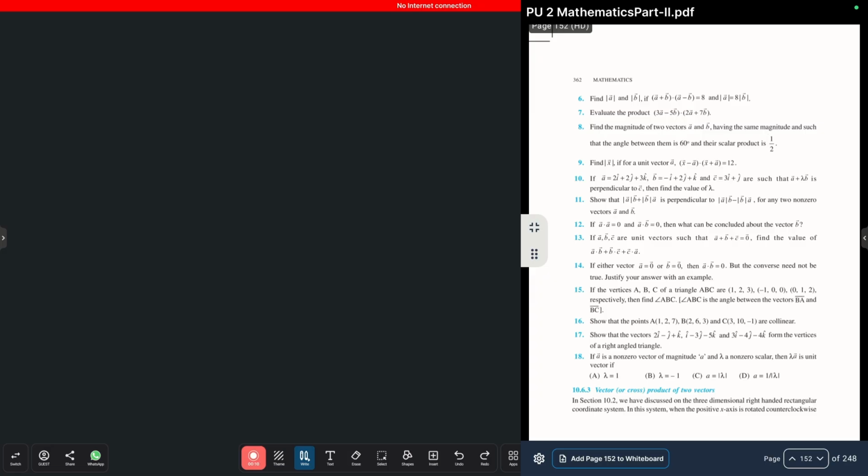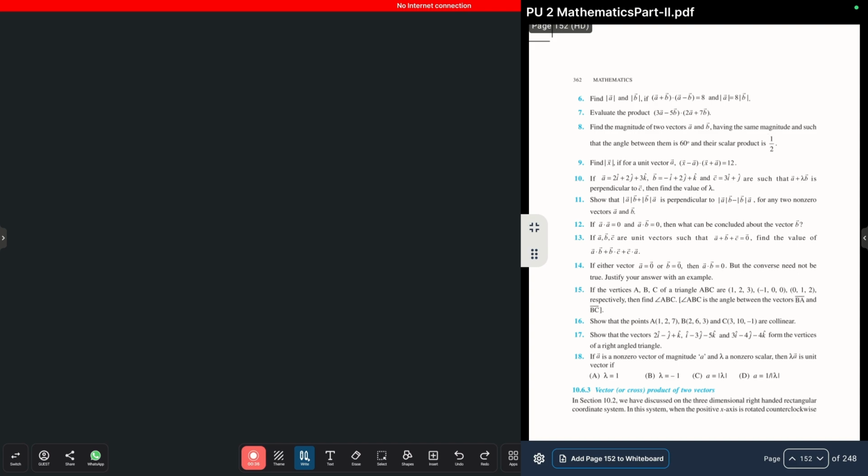Question number 8 is: find the magnitude of two vectors, vector A and vector B, having the same magnitude and such that the angle between them is 60 degrees and their scalar product is 1 by 2. Scalar product means dot product.